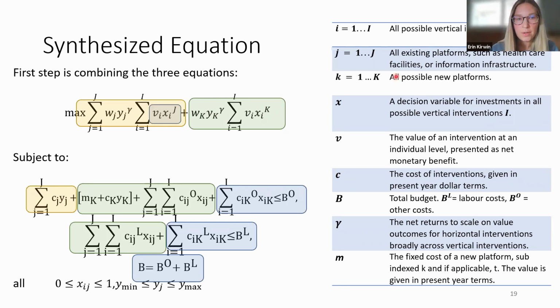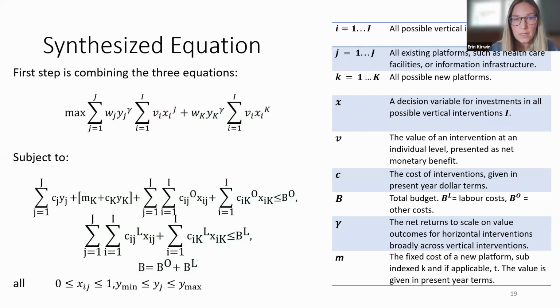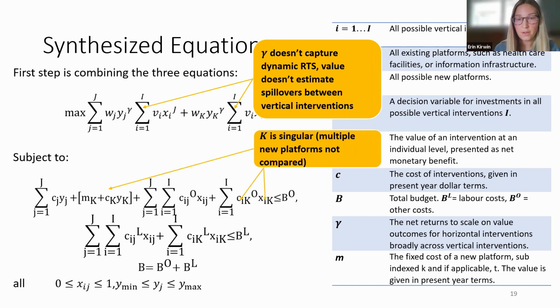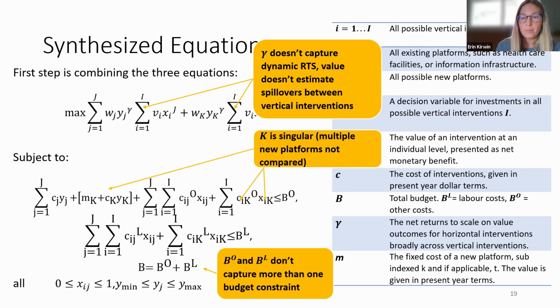So next, I'm going to point out a couple of problems. First, gamma captures returns to scale for all levels of I and J, and also doesn't estimate spillovers between vertical interventions. So I'm not sure gamma is really capturing the returns to scale that we need it to, because we also really want to think about spillovers. Next, K is singular, but it would be nice to compare more than one new platform option. And finally, it's likely that there would be more than one constraint in more realistic scenarios.